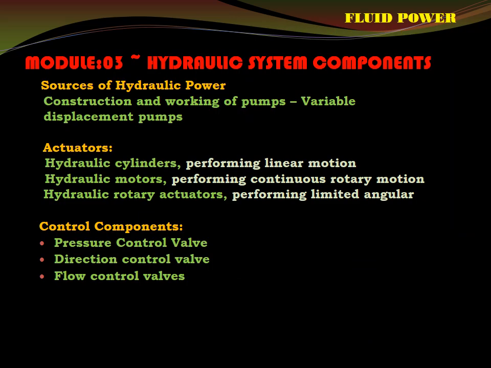Here is the list of the chapters we have already completed. There are hydraulic cylinders and hydraulic actuators, but motors and rotary actuators are not yet completed. In the control components, pressure control valve and directional control valve are already done. Today I'll start the discussion on flow control valve, FCV.